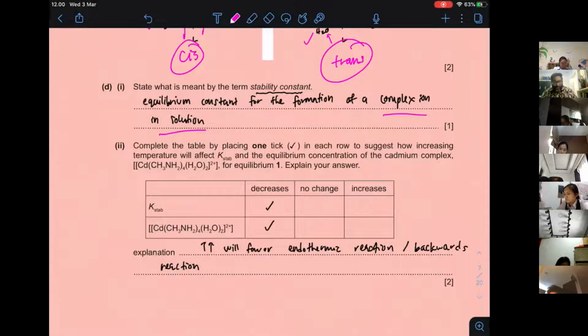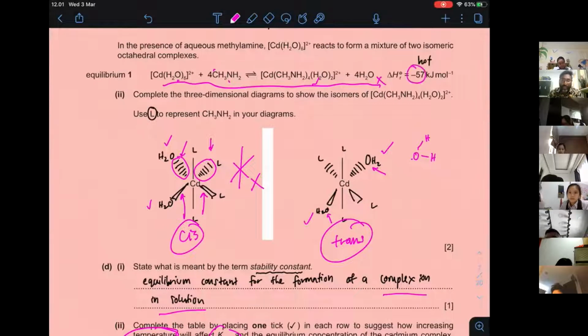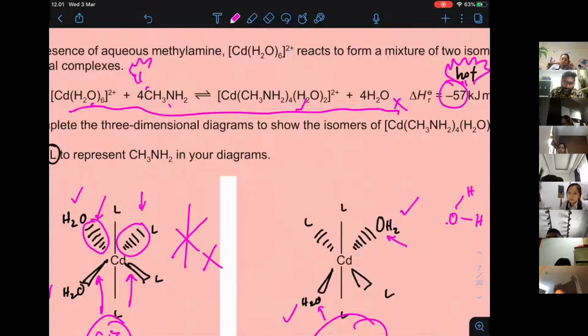Complete the table by placing one tick in each row to suggest how increasing temperature will affect the K step. Do remember, temperature only will affect K step or any Kc. Pressure and concentration will not affect K step or Kc. And the equilibrium concentration of cadmium complex. Quite simple, because this is going to be negative. If it is negative, I told you to put your hand and then just put it's hot. So this one, put your hand. This is going to be cold.